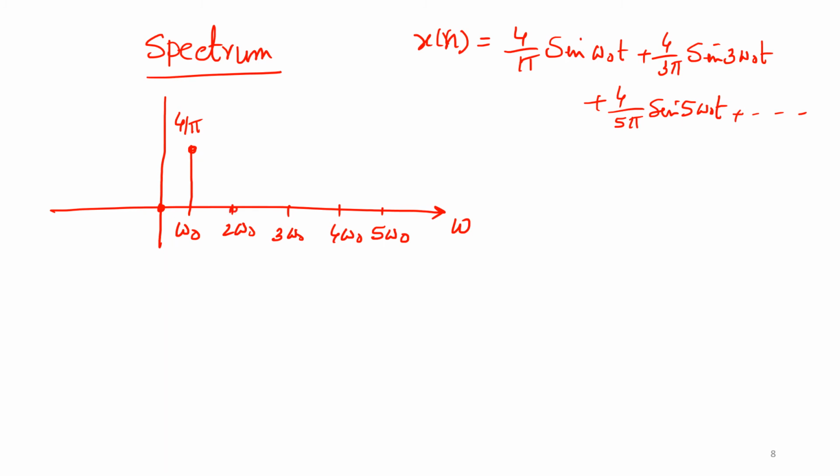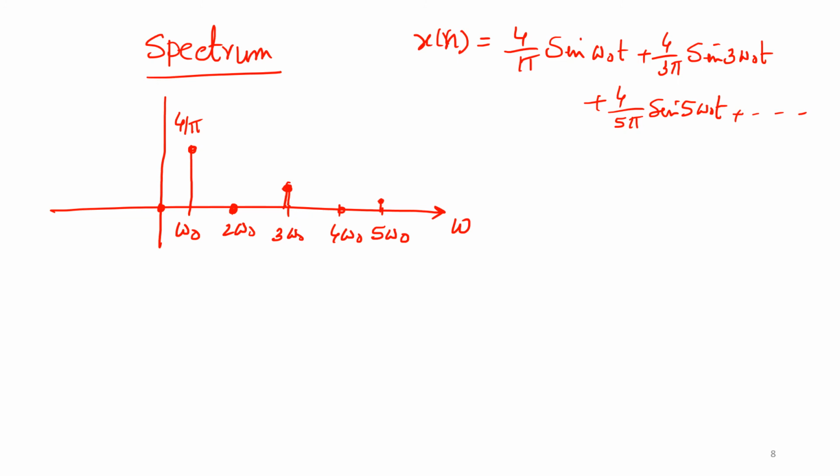And next one, 2 omega naught is absent. It is 0. And at 3 omega naught, the coefficient is 4 upon 3 pi. It is 1/3 of this one. So it could be here. It's like this. And then 4 omega naught, it is 0. And 5 omega naught again, it is 1/5 of the first one, like this. So you see this magnitude is reducing gradually, but it will contain these frequencies. This is the plot for the spectrum, the magnitude spectrum here. As it is only containing sine waves, it is very easy for us to draw.